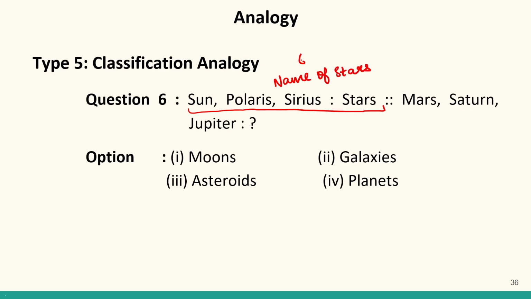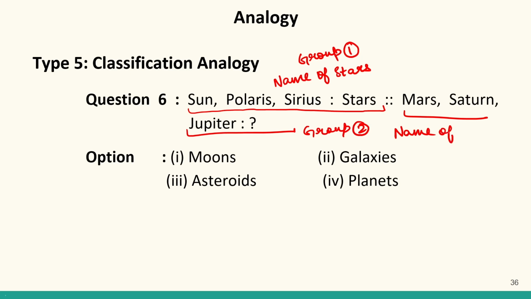This is group 1. Mars, Saturn, Jupiter. This is group 2. What are these? These are all names of planets. So the answer will be option number 4, planets. Do you know all the planets?